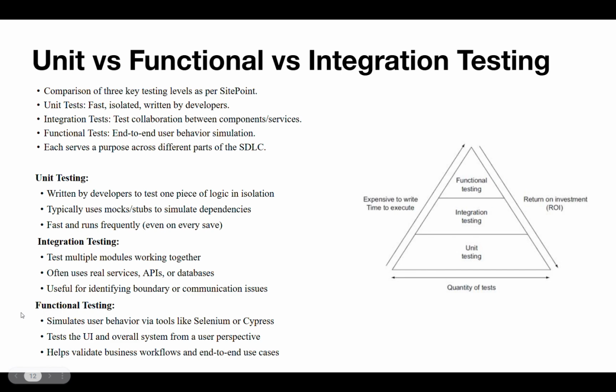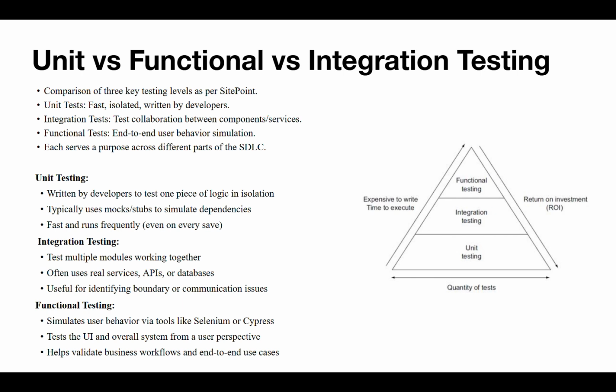As for unit versus functional and integration testing, here in the pyramid we see there's functional testing, integration testing, and unit testing. Now, testing comes in layers. Unit testing validates individual pieces of code. Integration tests check interactions between modules. Functional tests validate business logic and workflows from the user's perspective. SitePoint recommends a test pyramid: more unit tests, fewer integration tests, and even fewer end-to-end tests. This approach ensures wide coverage while maintaining fast feedback cycles.